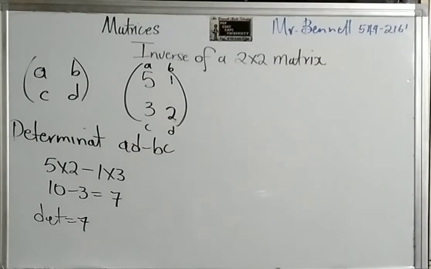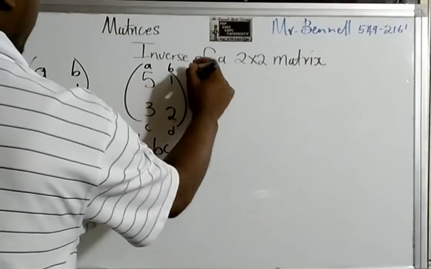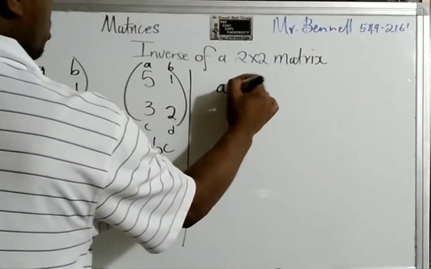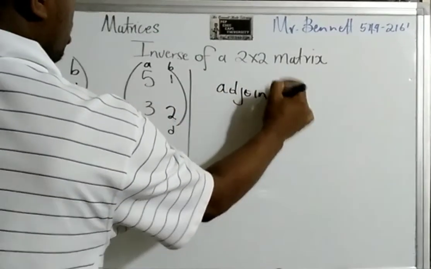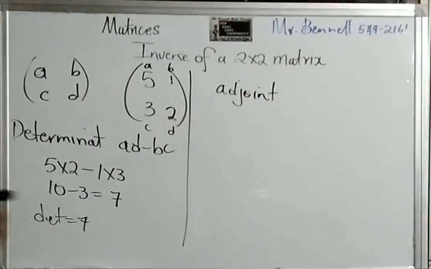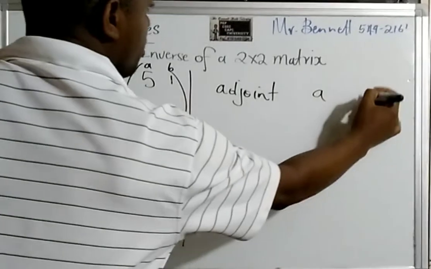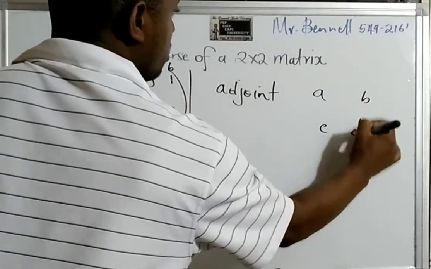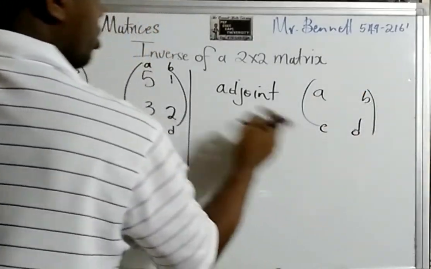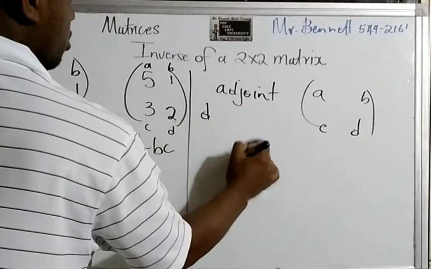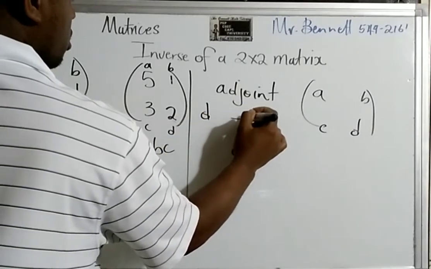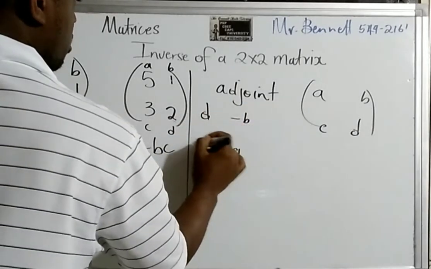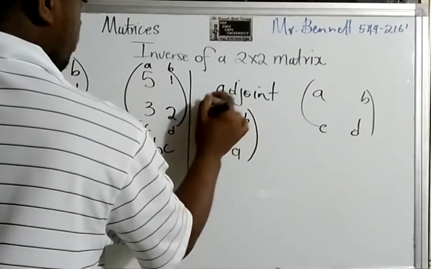Next, we need to find the adjoint. Now the adjoint, why I'm doing this, CSEC will separate them and ask us to find the adjoint, ask us to find the determinant. The adjoint, remember it's in this form, A, B, C, D. Now to get it to the adjoint, D comes up here, A goes there, we take the negative of whatever is here and the negative of whatever is there.